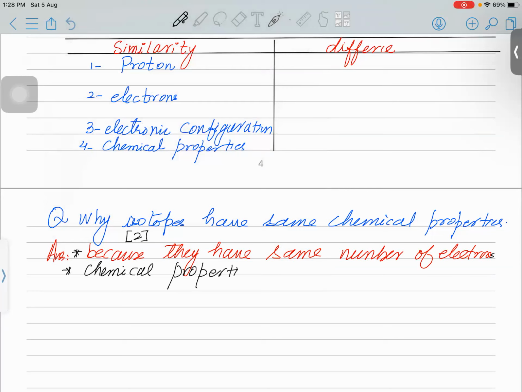Chemical properties depend on the number of electrons. Hamza, are you getting my point or not? Yes, I understand. Alhamdulillah. Now tell me, what is the difference between two isotopes?